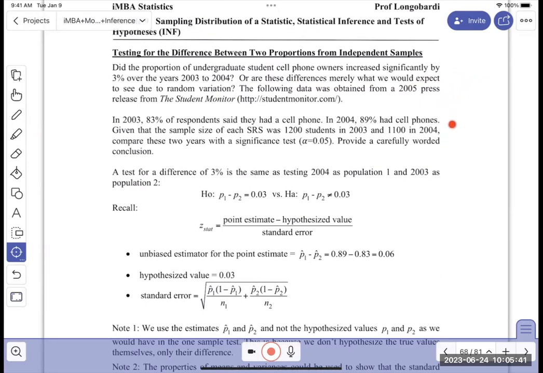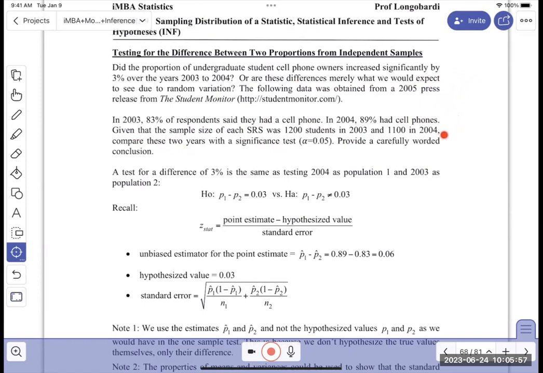In 2003, 83% of students said they had a cell phone. In 2004, 89% had cell phones. So is this an increase? It looks like an increase, but that's all the information we have.